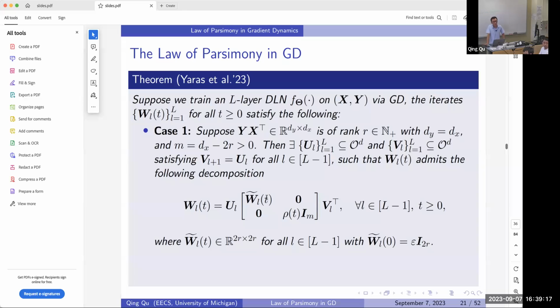Does the law of parsimony hold when you are using SGD? That's a good question. I think if you use batch gradient, not full gradient, it also approximately holds. In the experiments for nonlinear networks we are doing SGD, and you can still see the structure. The theory actually holds for gradient descent with weight decay, and I think it also potentially holds with momentum.